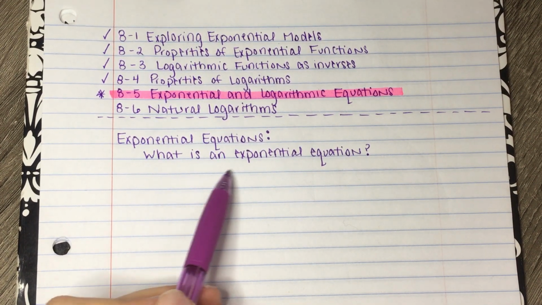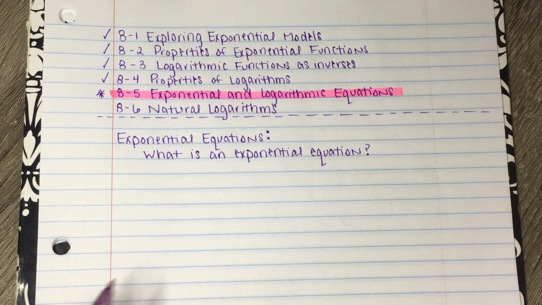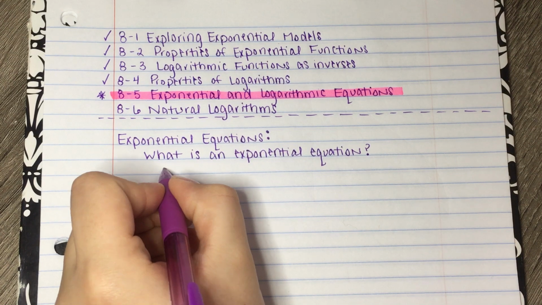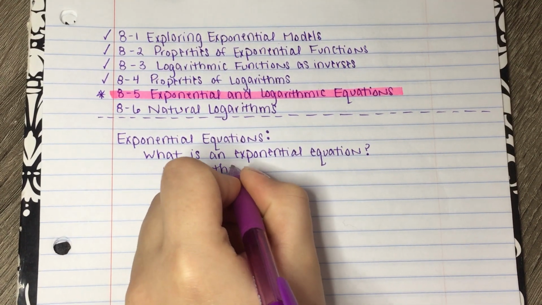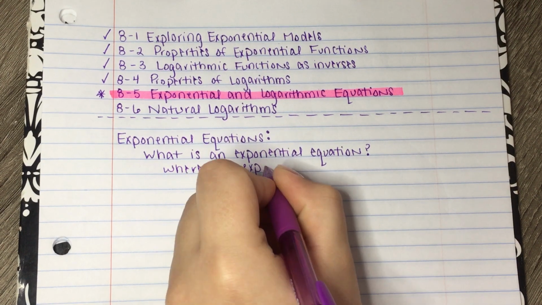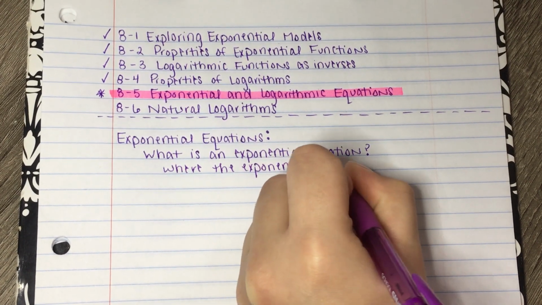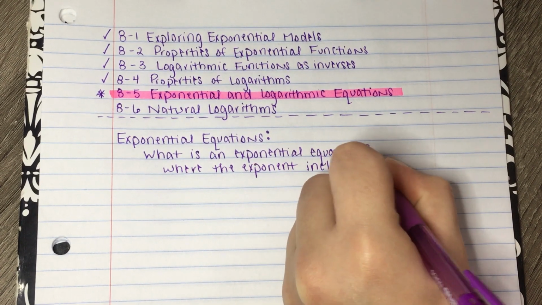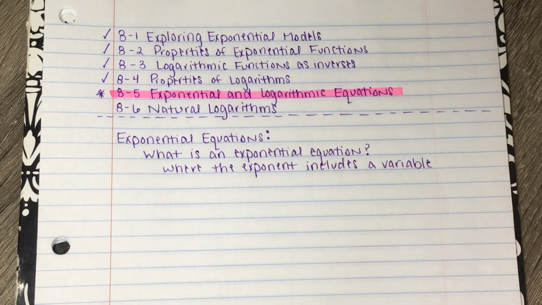My first question is, before we get started on how to solve them, we need to know what an exponential equation is. Exponential equations are going to be any equation where the exponent is or includes a variable. It could be any variable. We're going to primarily be working with x, but in theory, it could be a y, a z, a b, any variable, but the exponent includes a variable.